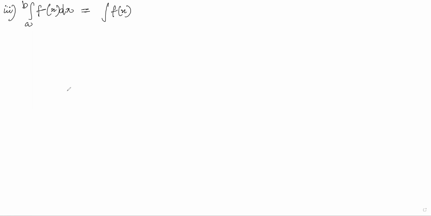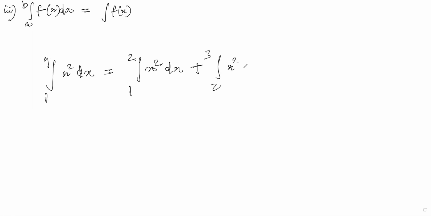Let's understand this in this way. If you're integrating x squared from 1 to 4, right? We have done this. I can also do it from 1 to 2. If I integrate x squared from 1 to 2, then 2 to 3, and then 3 to 4, then also I'll be getting the same answer. Now, why is this happening, first of all?